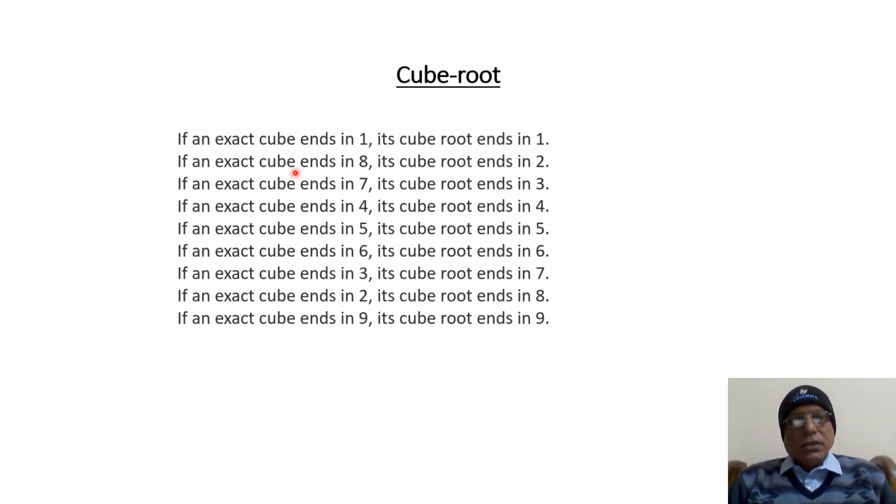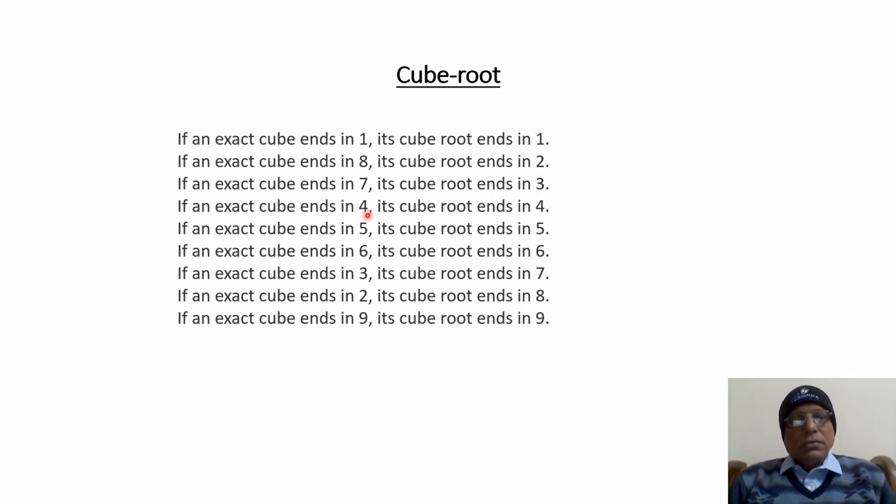So this we have already seen. If the exact cube ends in 1, its cube root ends in 1, so the last digit is the same in both cases. If an exact cube ends in 8, its cube root ends in 2, so 8 plus 2 is equal to 10. If the exact cube ends in 7, its cube root ends in 3, so 3 plus 7 is 10.